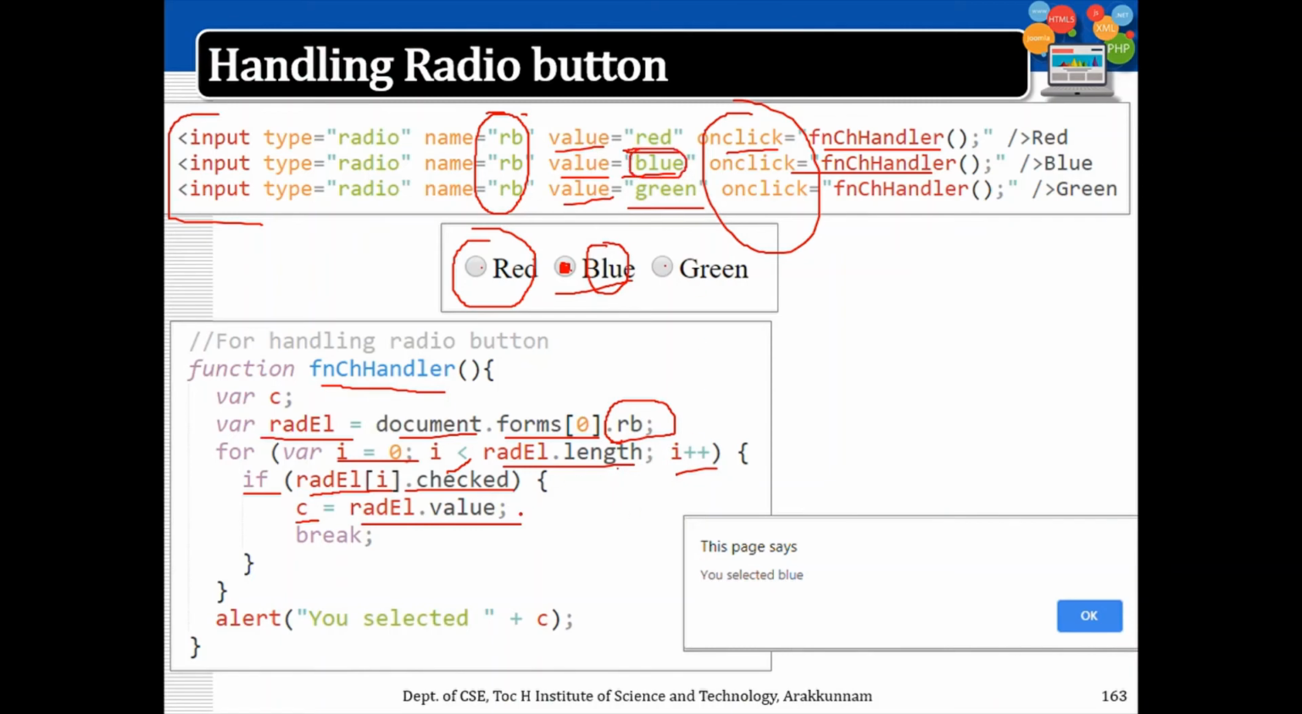So that value is being retrieved, and we know that in a radio button only one can be checked. So you can break the loop and go outside if you find one is checked, because now no one else will be checked simultaneously. Then you will alert the value which you have returned: alert, you selected c. So this is the output, you selected blue, because here I have made the selection for the blue one.